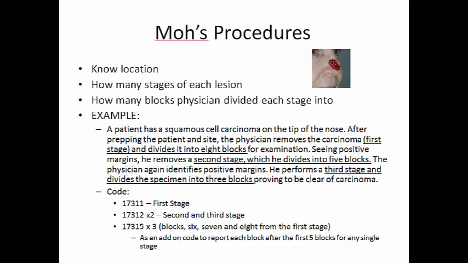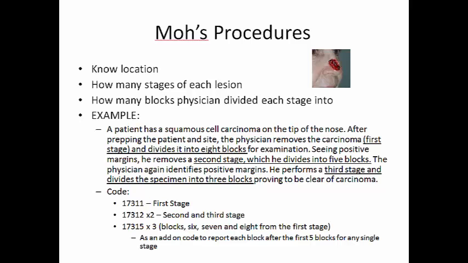So let's see what this would look like coded. In this scenario, we would have 17311 for our first stage. We'd have 17312 times 2 for the second and third stage. And we'd also have 17315 times 3 because we had those blocks, the 6, 7, and 8 from the first stage, as an add-on code to report each block after the first 5 blocks for any single stage.